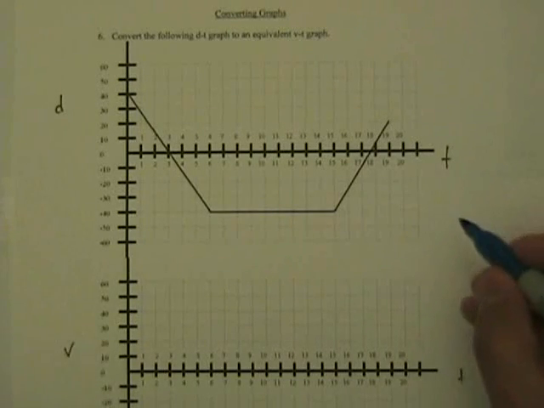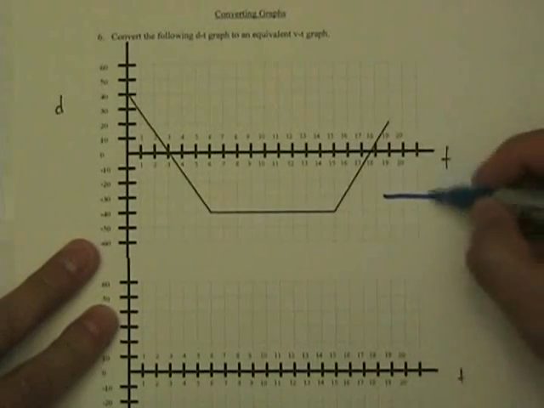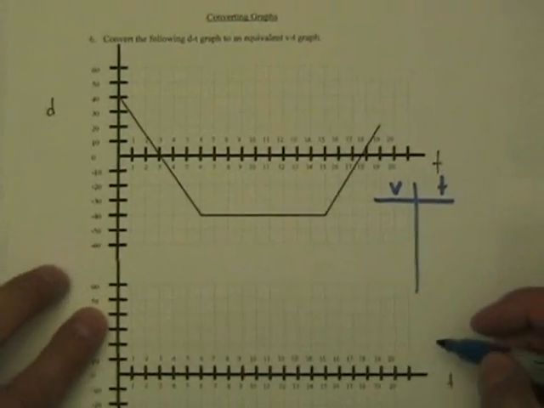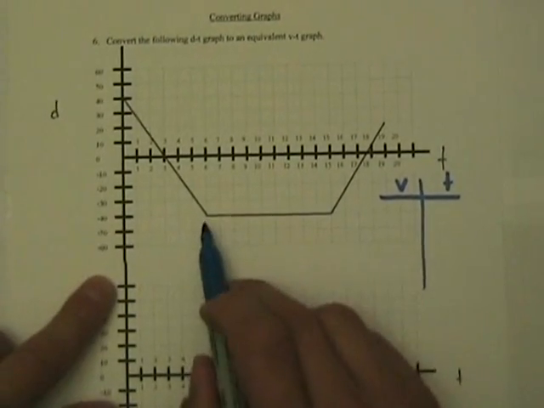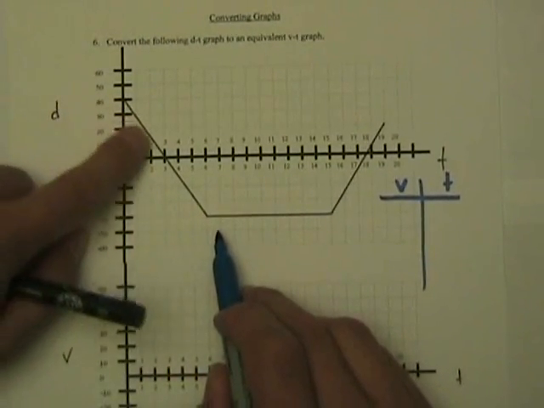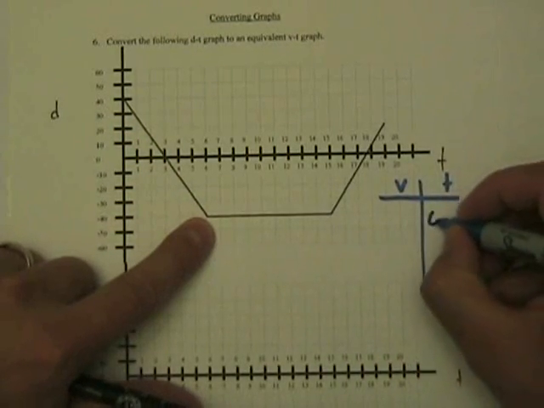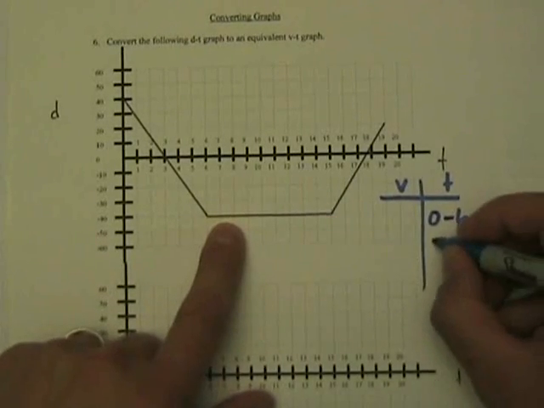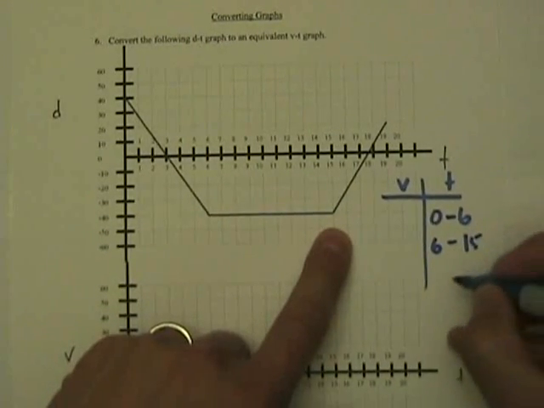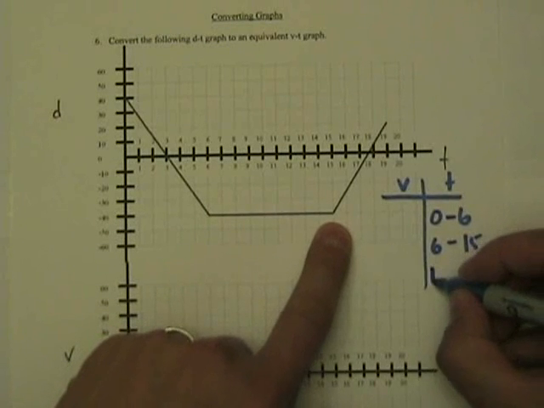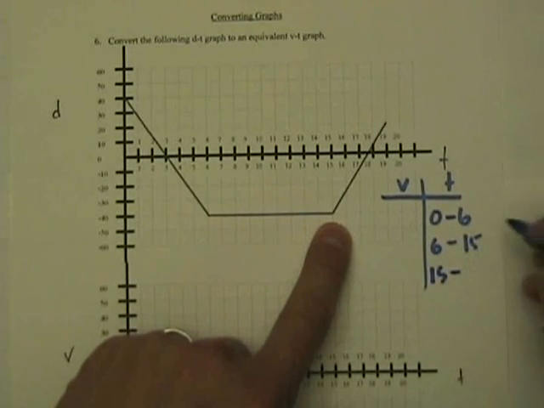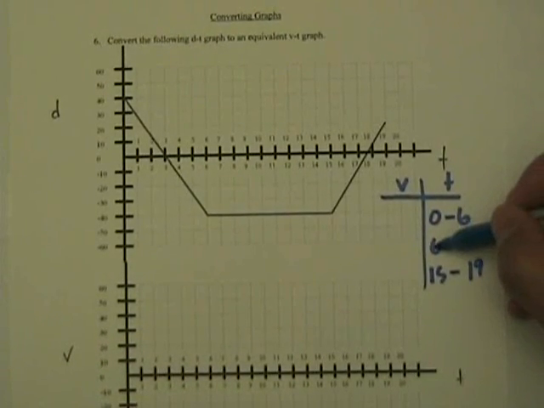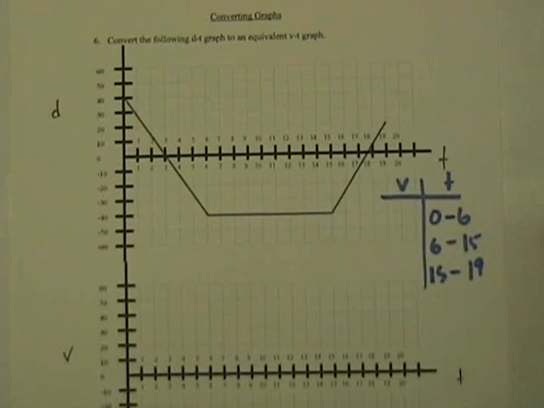First thing you're going to want to do is make somewhere that's got a lot of space. You're going to want to make a general VT data table so you can fill it in, and then you go to your DT and look at your time frames. So this negative constant velocity goes from 0 to 6 seconds. This stopped or no velocity goes from 6 to 15 seconds. And then this positive constant velocity goes from 15 to 19 seconds. Notice 0 to 6, this 6 carries to here, 6 to 15, that 15 carries to there, 15 and 19.